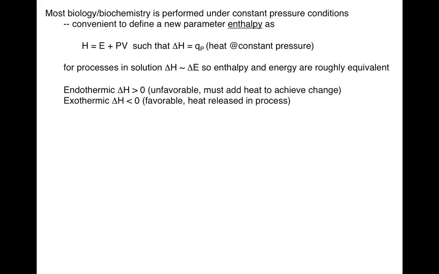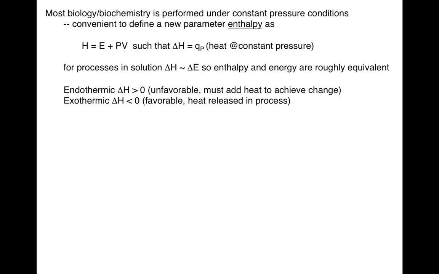Okay. Now, the last concept for thinking about internal energy is the fact that most of what we do in biology and biochemistry happens under constant pressure. For us, it's atmospheric pressure, obviously. And it turns out it's convenient to define a new parameter called enthalpy, which is called H, and that's the internal energy we've been discussing plus pressure times volume. And the idea is that delta H equals the heat released or absorbed in a process at constant pressure.